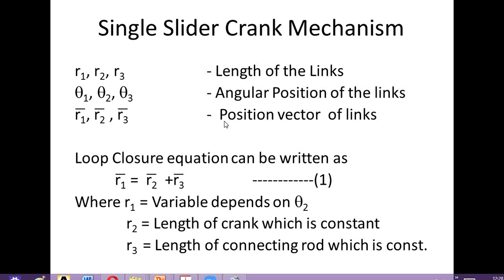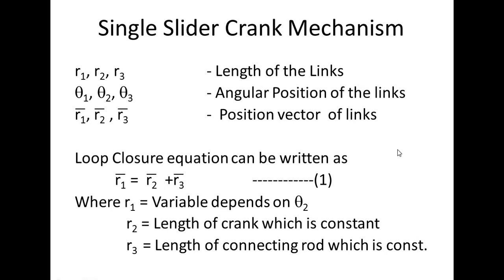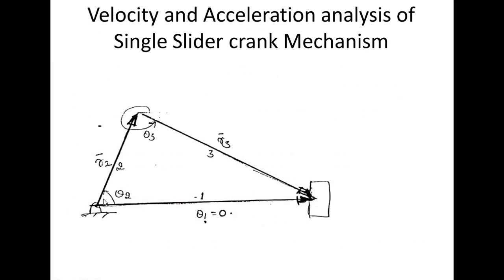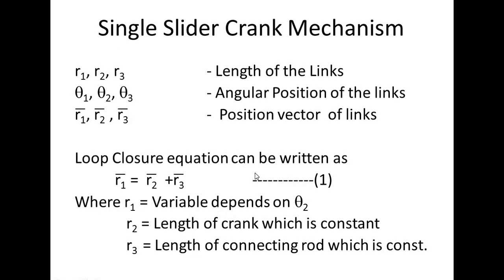First we have to write the closed loop equation, the loop closure equation, which can be written as R1 vector is equal to R2 vector plus R3 vector. So R1 vector is the sum of R2 and R3 vectors, as we can see in the diagram.